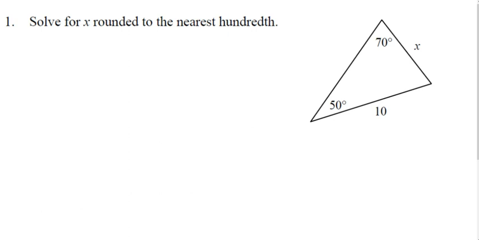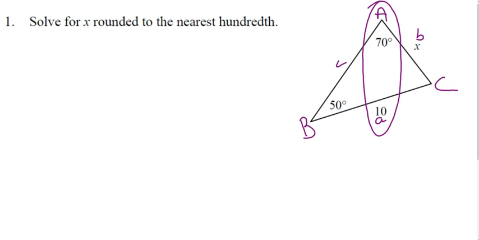That's today. Solve for x, rounded to the nearest hundredth. Okay, so we can label this any labels you want. So we'll go with A, B, C. That makes x little b. That makes this little a. That makes this little c. Do we have a known pair? Yeah, so we have angle A and side A.